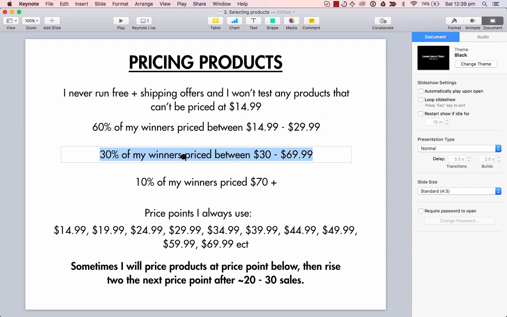So 30% of my winners are priced between $30 and $69.99. When you get up between these two price points, what happens is the customer starts to get a little bit more cynical and a little bit more hesitant about buying, and I don't really like that.